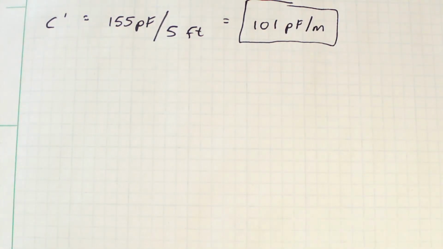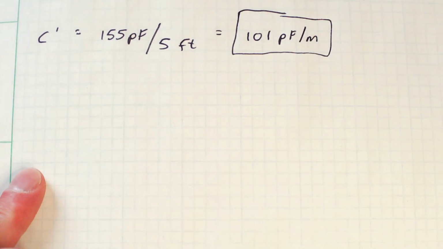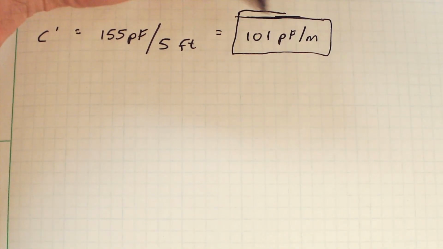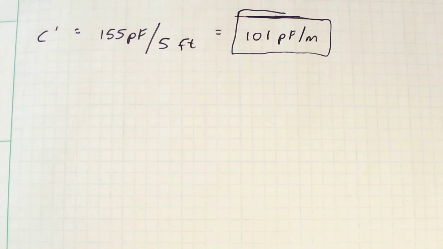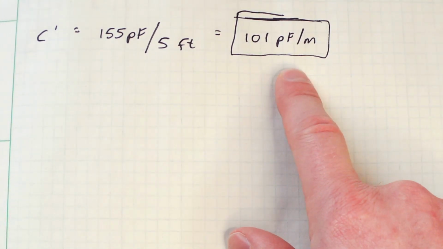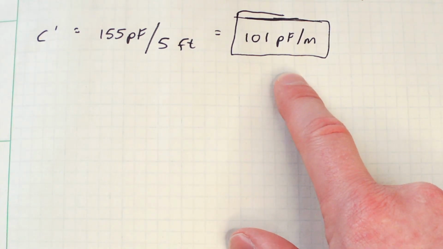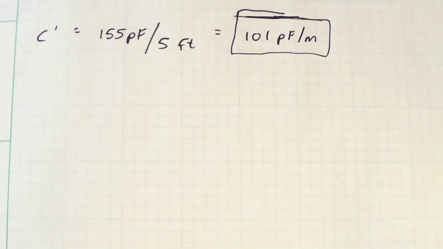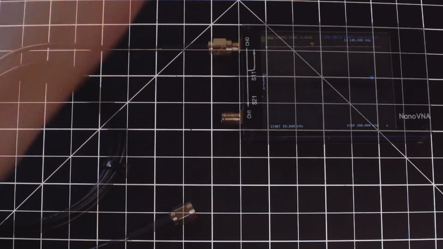And that's a very accurate and reliable measurement of C prime for any lump of cable, so long as the frequency is very, very low. And incidentally, this is exactly the specification in the datasheet for this lump of cable, so we can trust that it's a pretty accurate measurement.